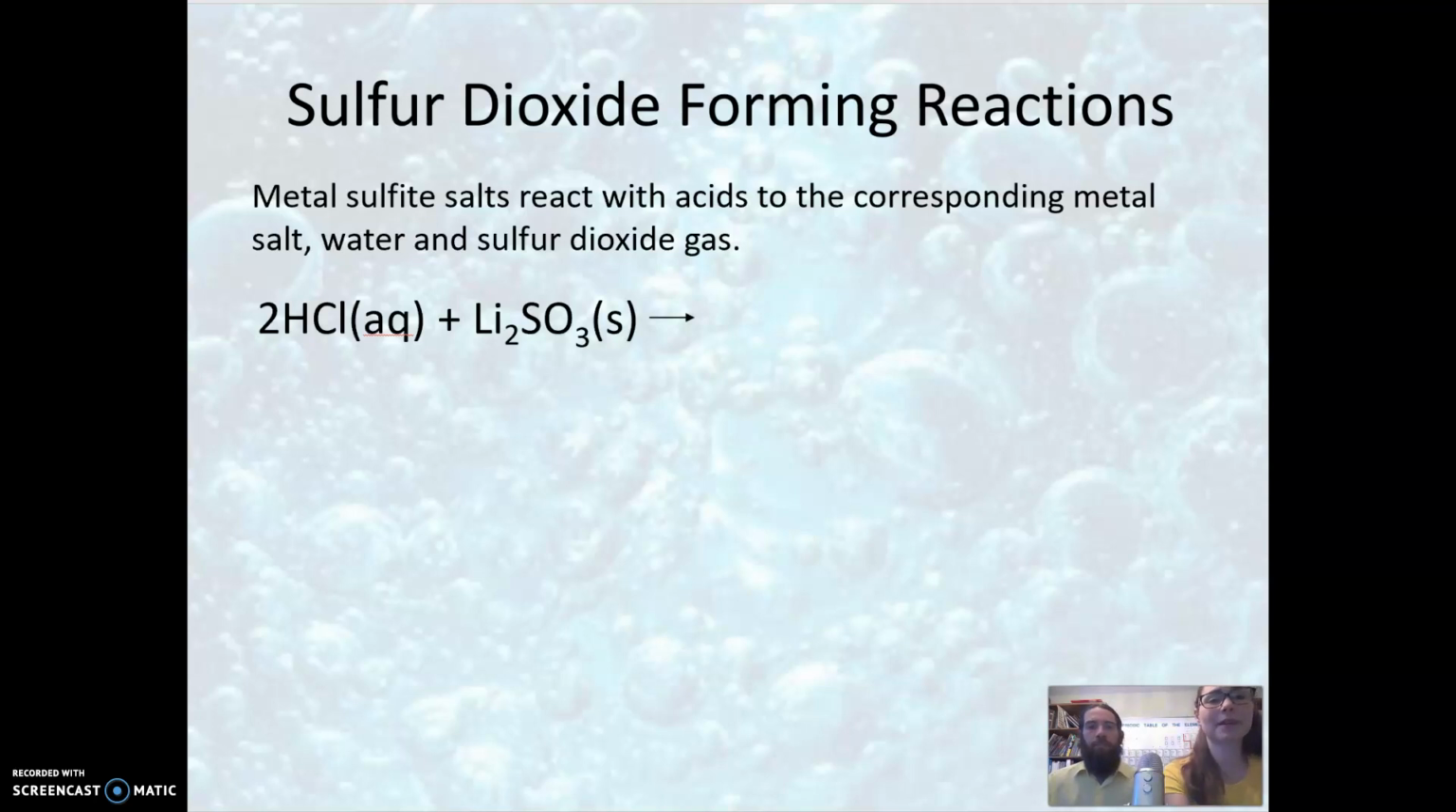Right. Let's try again. H plus and Cl minus, those are the ions that HCl would break apart into. Lithium is just +1.